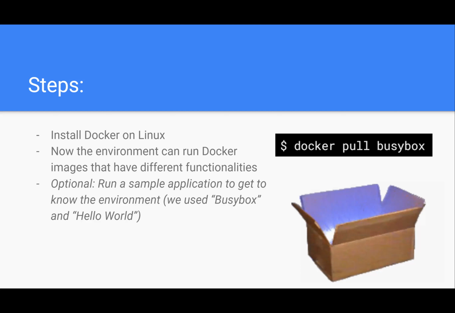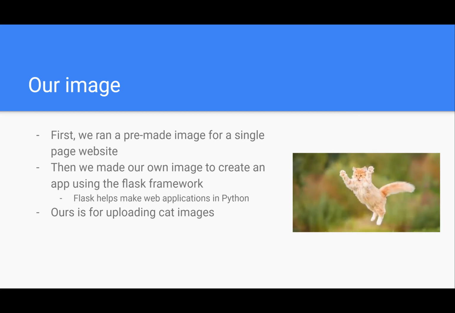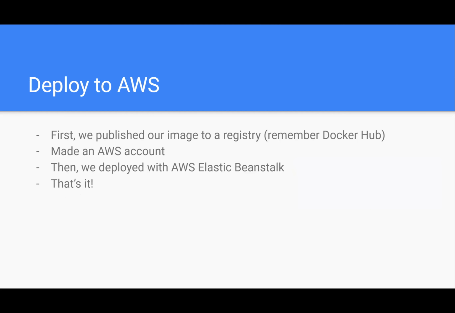We ran this command, docker pull BusyBox, which Justin will show a little bit later. And that is pulling a Docker image that someone created. And that's kind of how you can run commands to interact with different images that have been created. The images that we have played with is we first played with BusyBox, and then we made our own image using Docker. And that's a custom image that we made on our own Docker Hub, kind of like our own repository in that situation. And that's what we used to eventually deploy to AWS.